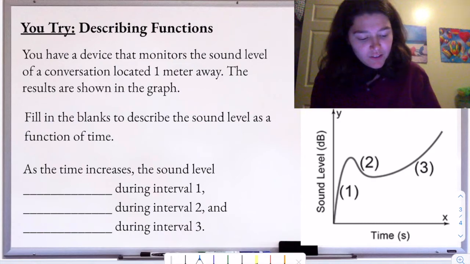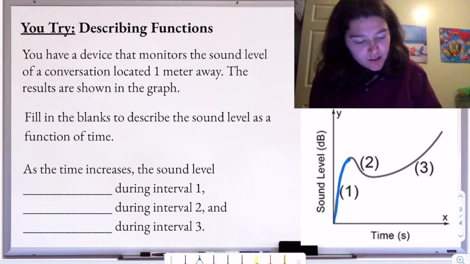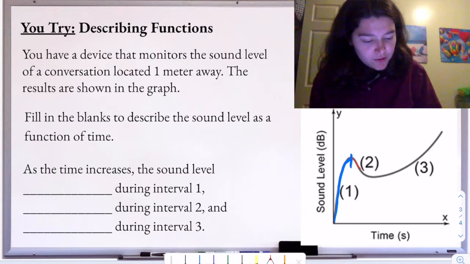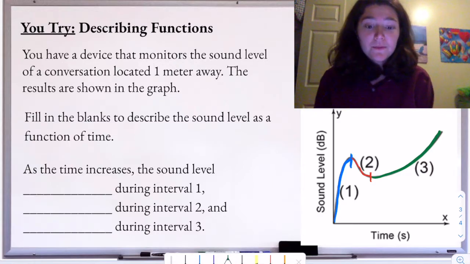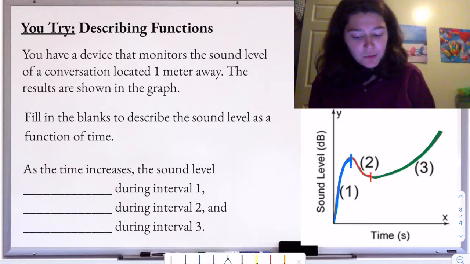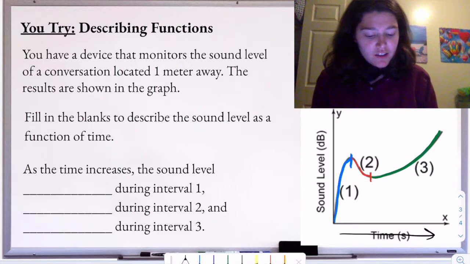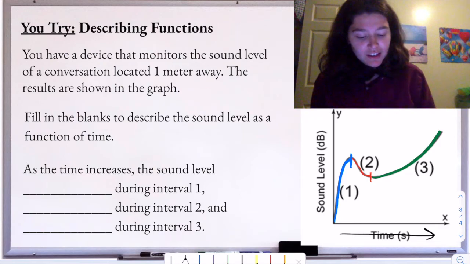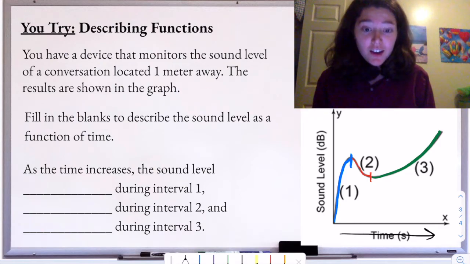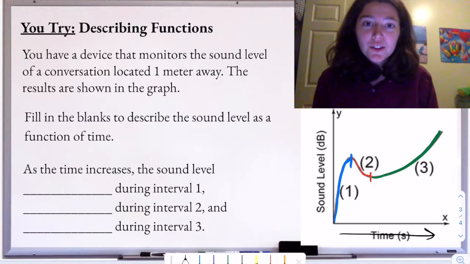Okay, so we have interval 1 here in blue. That's interval 1. Interval 2 here in red. And then interval 3 here in green. So you're just going to fill in for me as time increases, right? So as our time is passing, for the sound level, does it increase, decrease, or stay constant during interval 1, during interval 2, and during interval 3?